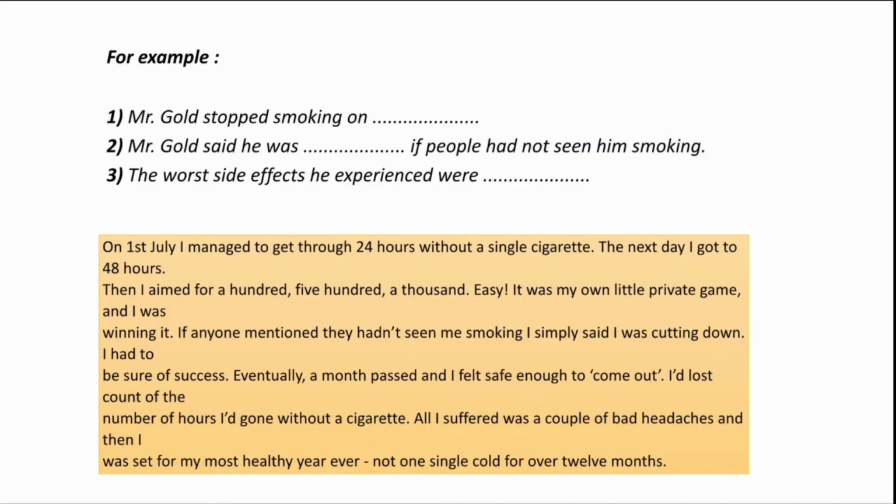So the answers from question number 1 to 3 are: for question number 1, the answer is 1st July. He stopped smoking on 1st July. As we predicted, here you have to write a date. So this is the date you have to write. So the answer in your fair sheet will be 1st July. You have to mark this in your fair sheet.